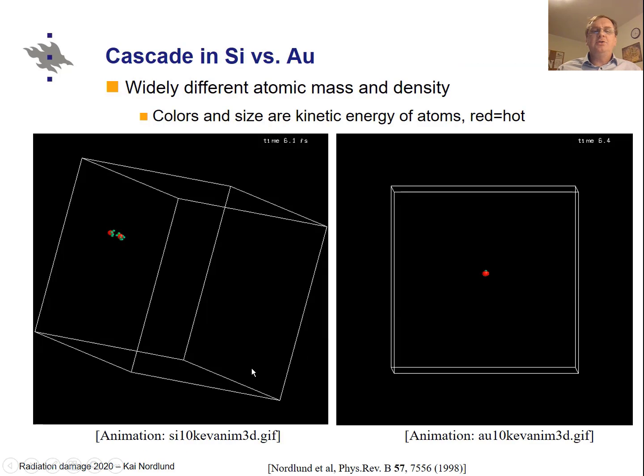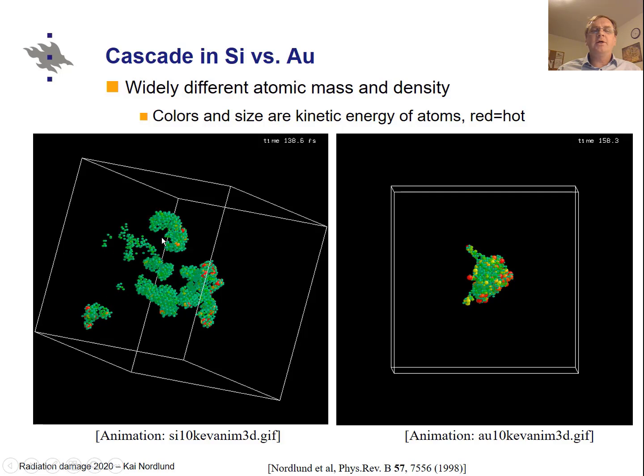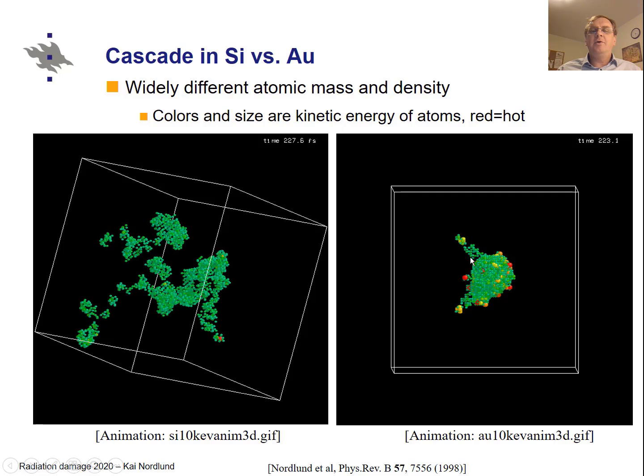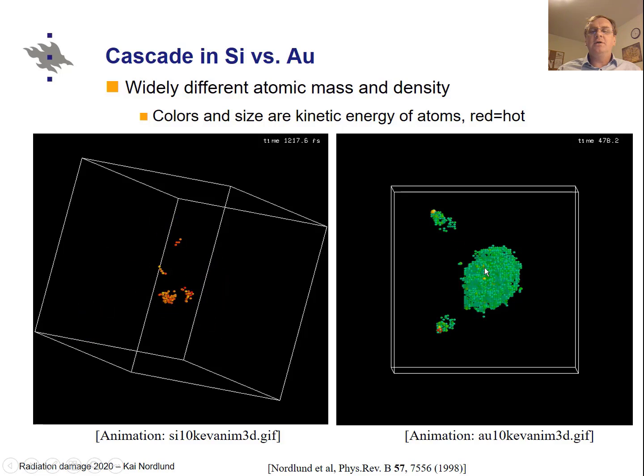And here are animations of these same things. This is comparing silicon and gold, 10 keV cascades, red atoms being hot. This is now a 3D plot. And you can see that indeed in silicon one has small, more or less isolated damage pockets, whereas in gold you have a single, very dense pocket.